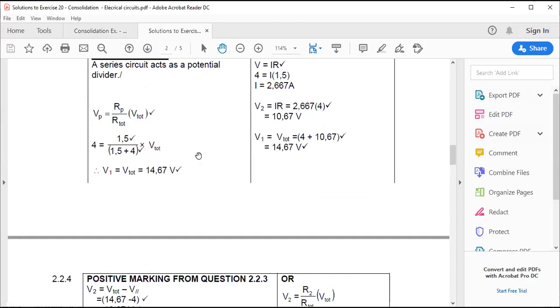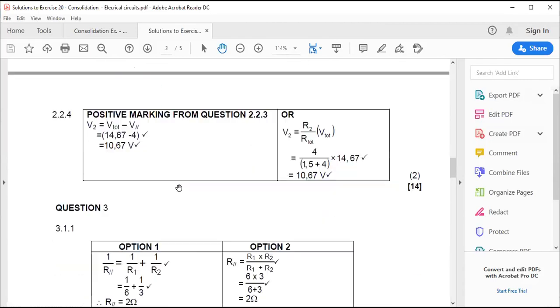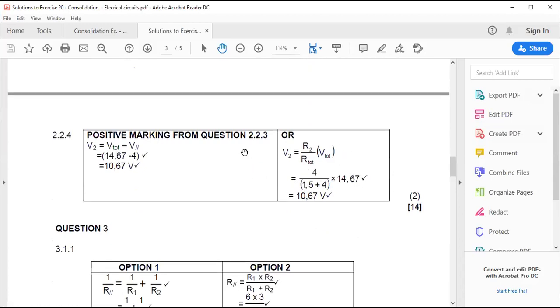Or if you are using this approach here, then instead of doing R parallel over total, now you can just use R series, which is the 4 over the total, multiplied by the total, because the total now is here. You've got your 14,67. Then you can do that. So it will be 4 over the total resistance, which is the 1,5 for parallel and the 4 ohm resistor, then multiply by the answer that you got up here.